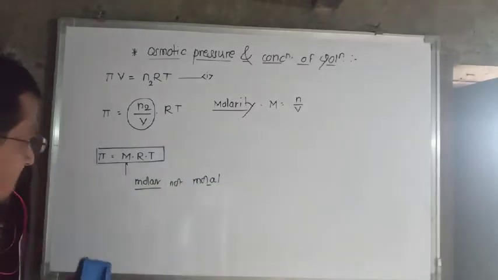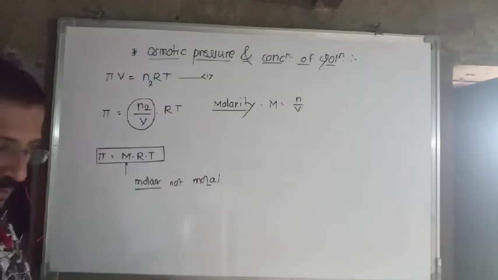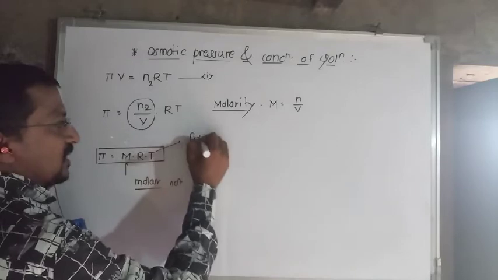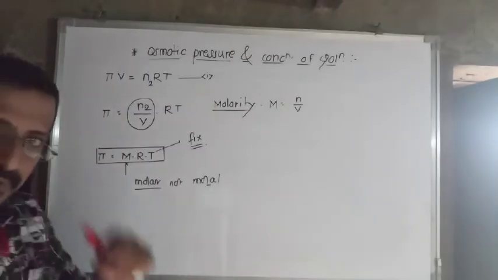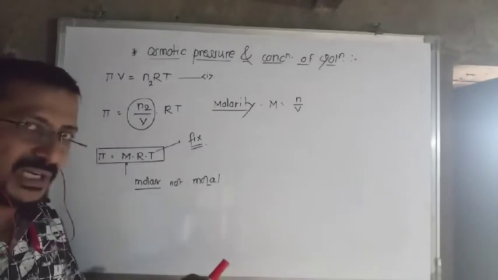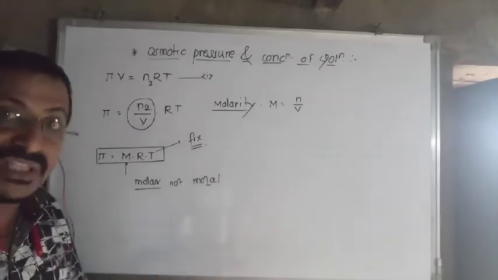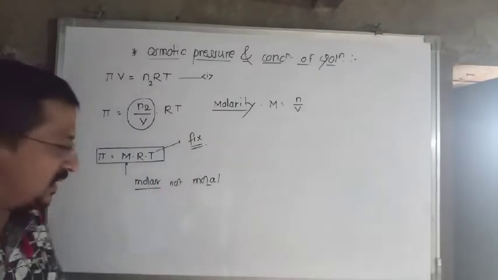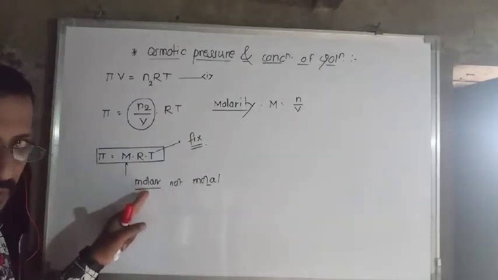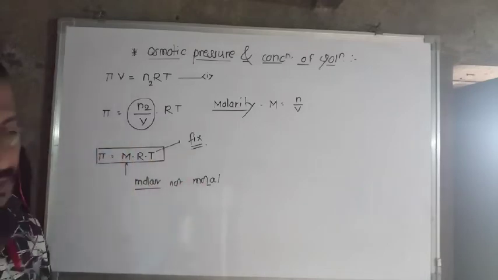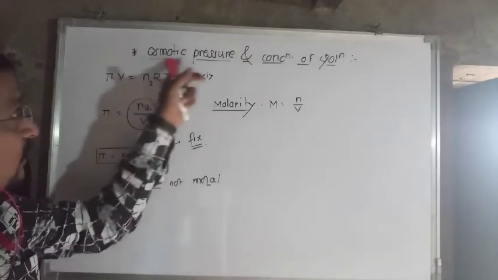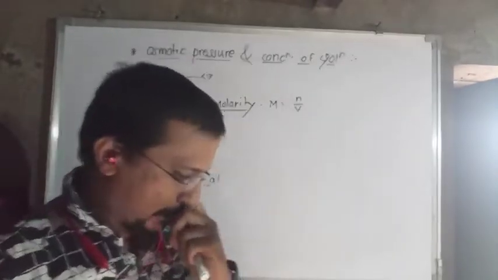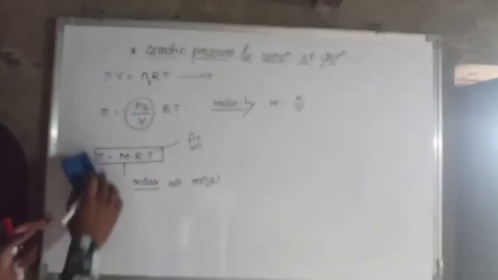Why? Because during the measurement of osmotic pressure, a colligative property, we fix the temperature value. If the temperature value is fixed, it is not necessary to use a temperature independent concentration term like molality. If the temperature is constant, we can easily use the term molarity. That's why molarity is used here, not molality. And this is the equation that represents the relation between osmotic pressure pi and the concentration of the solution in molar.